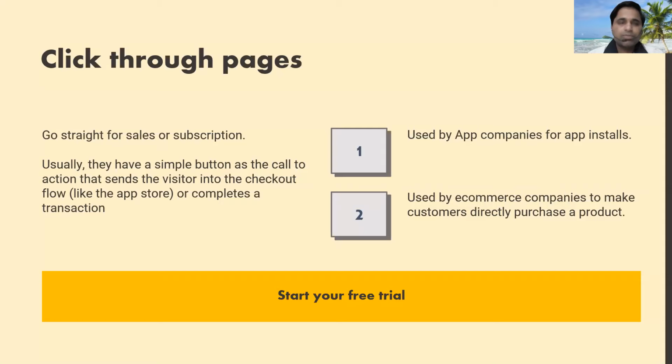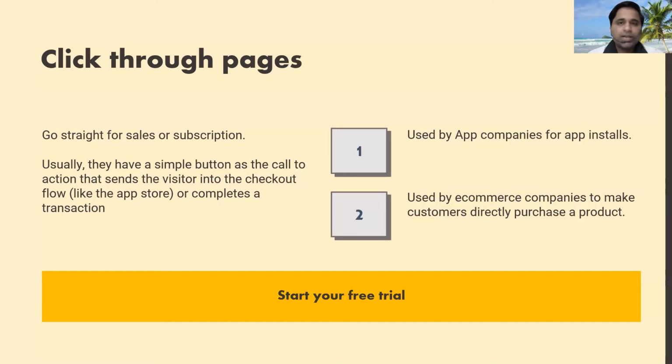Okay, so the second type of page are click-through pages. On click-through pages, there is generally no form. There is only a single button where a user can click to just start a free trial or any subscription-based service that the companies might be selling.